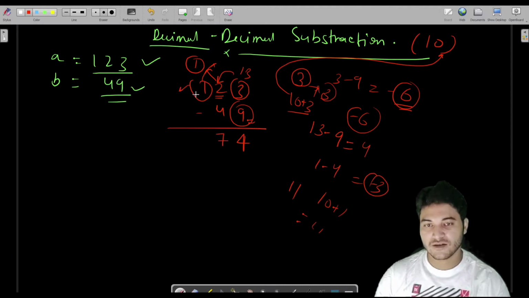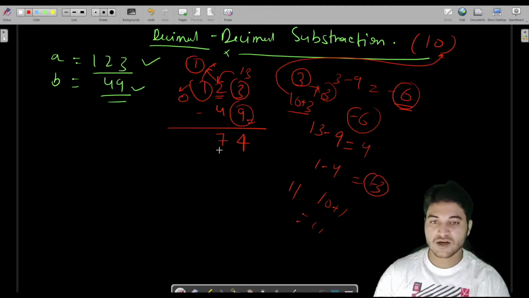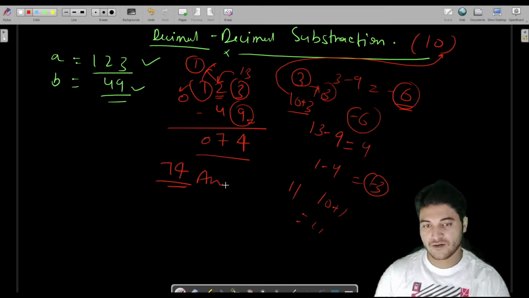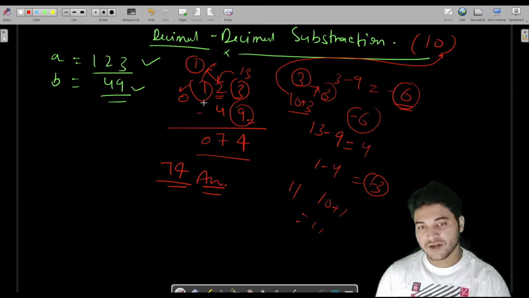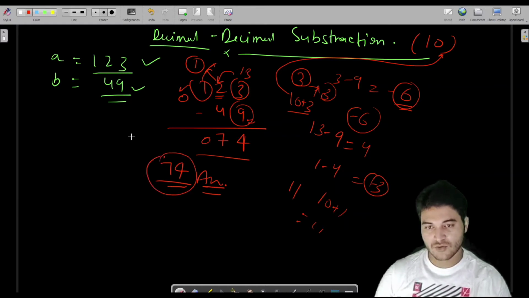Now what is remaining here? Previously here was 1, but we have already taken one borrow from here, so it will become 0 now. So 0 minus 0 is 0. So we would get our result as 74. So do you see the logic? See, if you have already watched my addition videos, then you might be thinking that this program is a cup of coffee for you, because very simply we are applying the logic. Like in our previous videos, we were handling the carry, but here we are handling the borrow only.